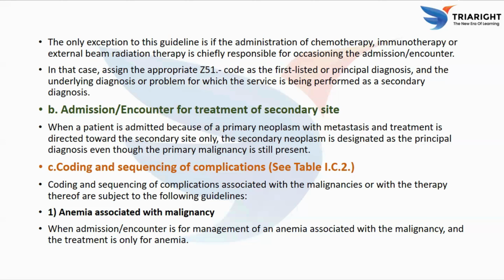The first code is for anemia in neoplastic disease, that is D63.0, which is assigned as the principal diagnosis, and the C code for malignancy is assigned as a secondary diagnosis. The second example is a lung cancer patient admitted for blood transfusion due to anemia caused by the cancer. Again, D63.0 is the principal diagnosis and the cancer code is always assigned as a secondary diagnosis in this case of anemia associated with malignancy. This rule applies only when the anemia is due to the cancer but not the treatment.